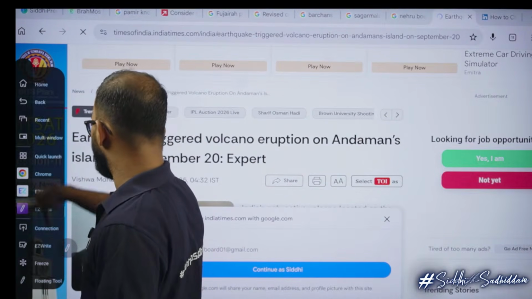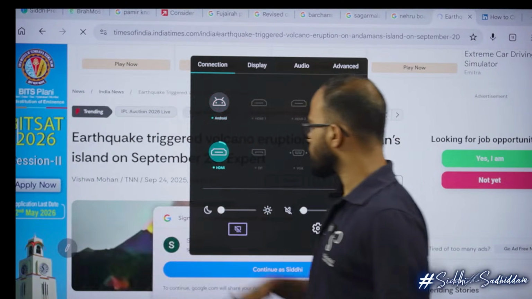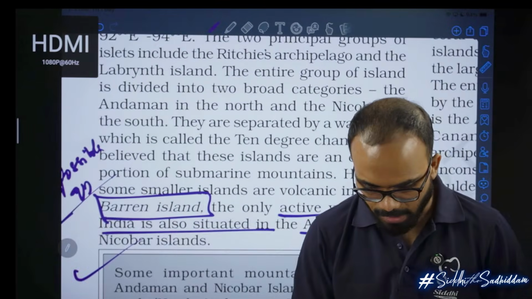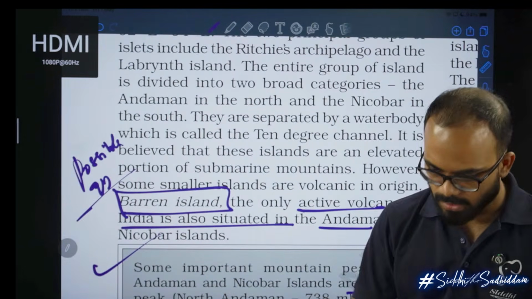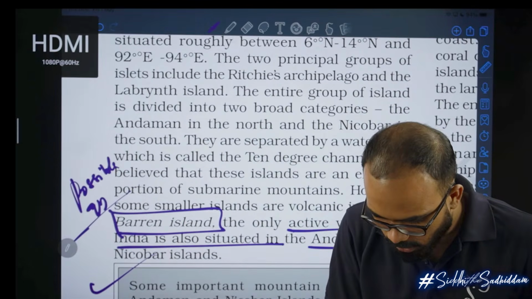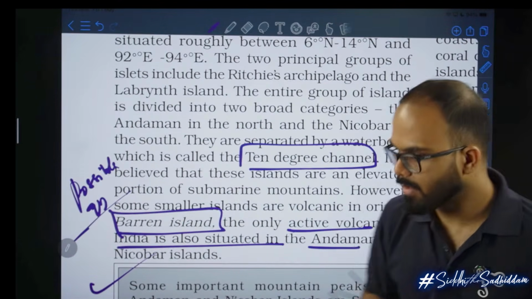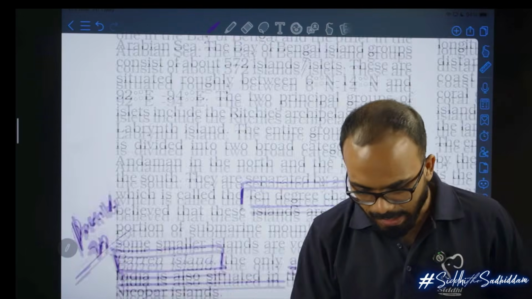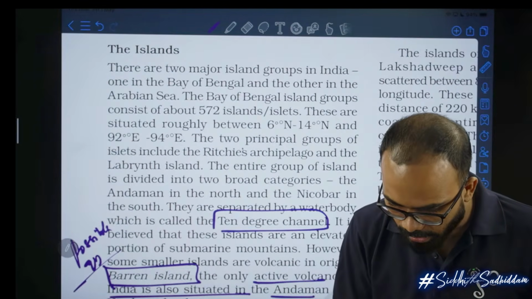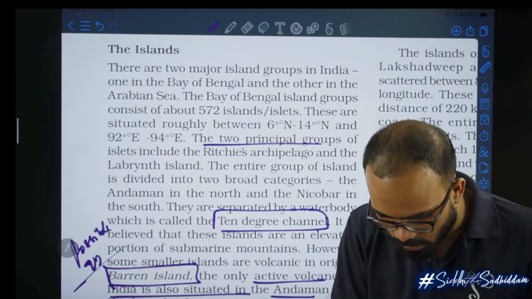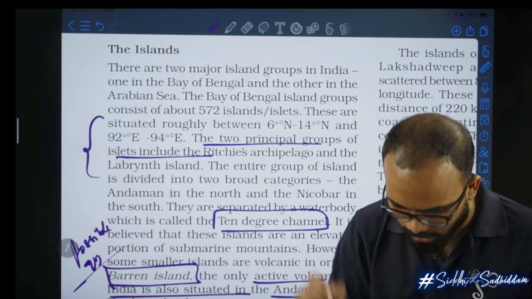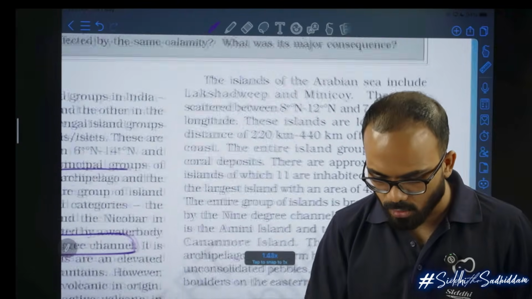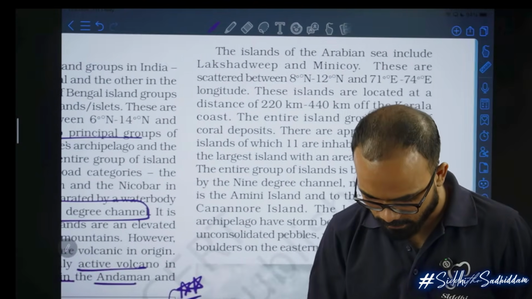Now, we'll go back to the notes. Saddle Peak, Barren Island, I told you the question can be there. Then the questions on 10-degree channel. Questions on what the 10-degree channel separates, 8-degree channel, this they can ask you. And also the two principal groups of islets, this part just give it a read. Islets are a group of islands, nothing more than that.